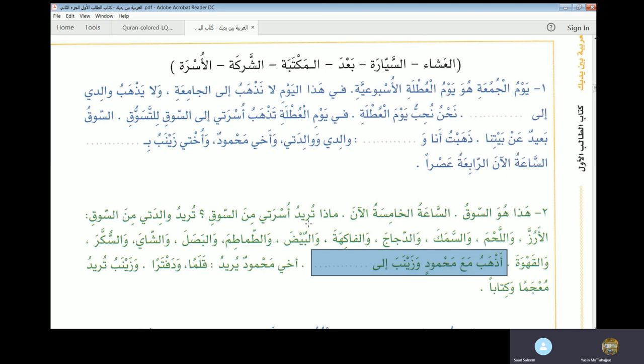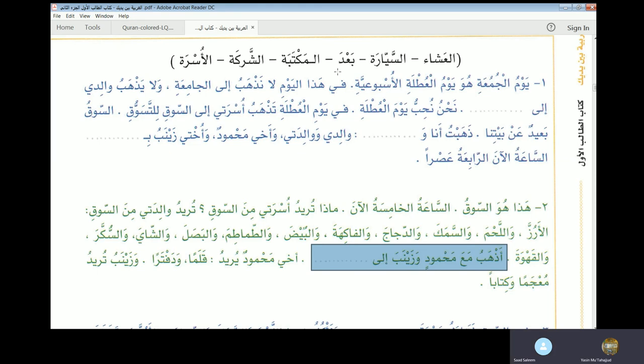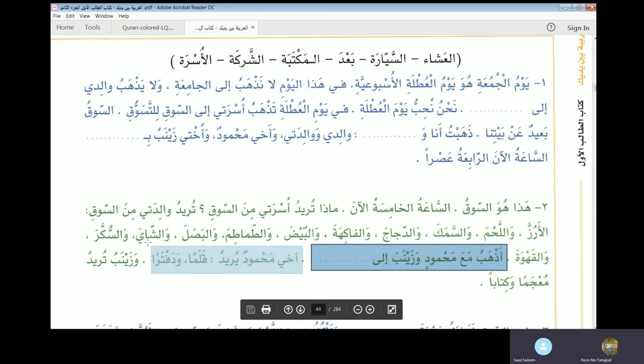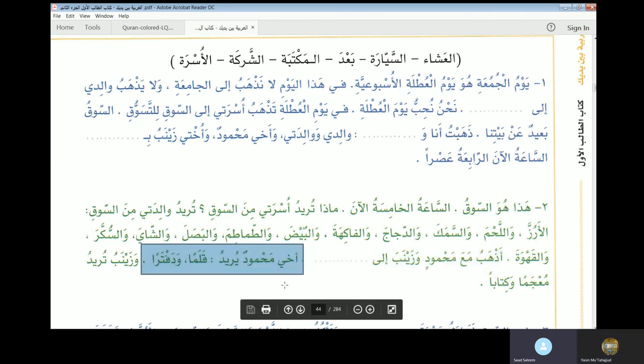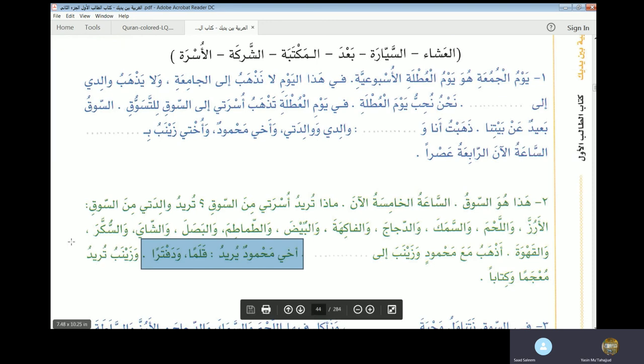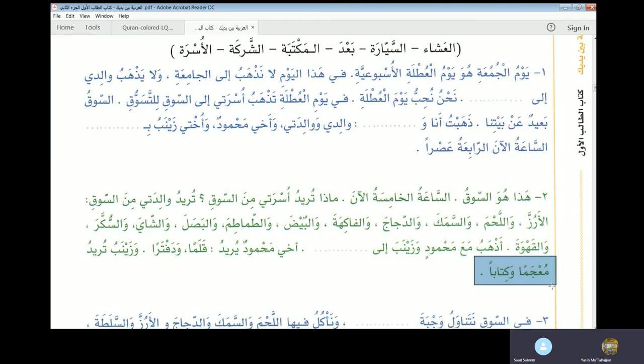Adhabu ma mahmudin wa zainaba illa maktaba. So that's: I go with Mahmoud and Zainab to the library. Akhi Mahmoudun yuridu kalaman wa daftaran. My brother Mahmoud wants a pen and a notebook. Wa Zainabu taridu muwajjama wa kitabun. And Zainab wants a dictionary and a book.